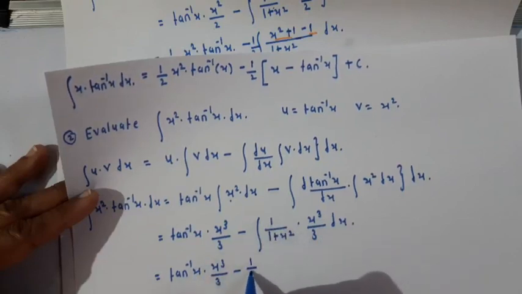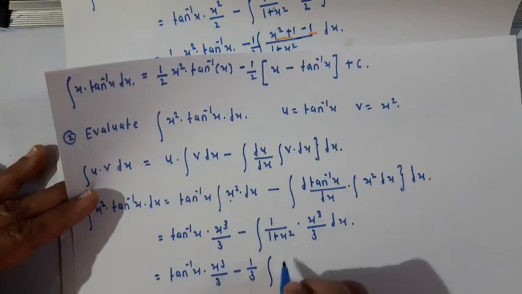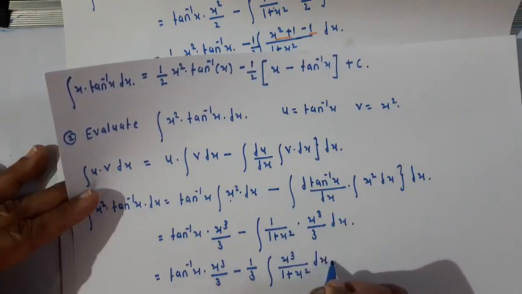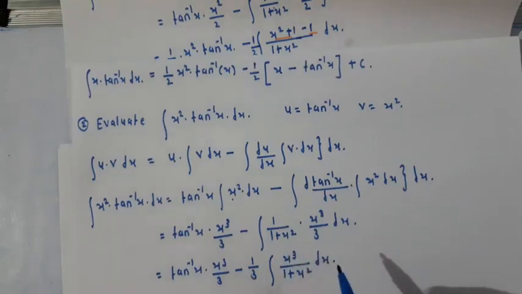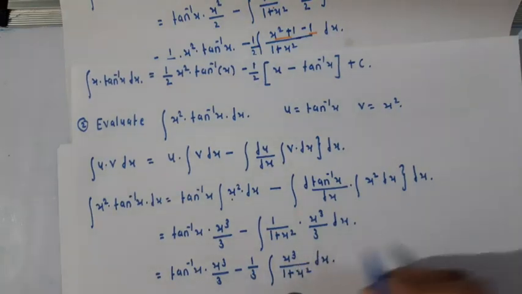this 1 by 3, take outside the integration, and now this is x raised to 3 upon 1 plus x square with respect to x. So students, now we can't solve this type of integration, we don't have any formula. So to make an adjustment, this is the division of polynomials. By using division, we can adjust the integral.